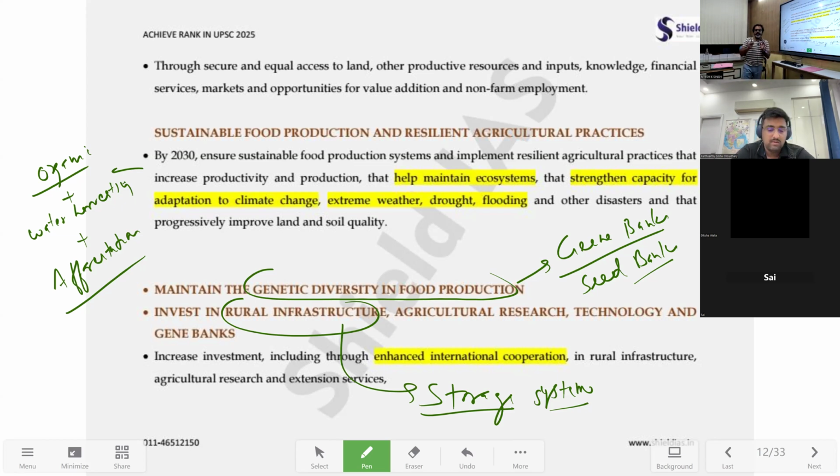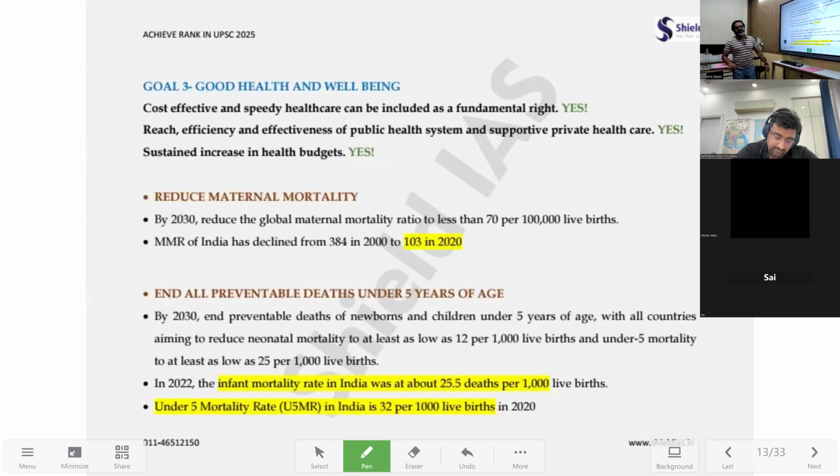So what is the second goal? Reducing hunger. No poverty, zero hunger. Now next, when the hunger is reducing and poverty is going down, definitely the health quotient will be improving. So good health and well-being. What is required here is cost-effective and speedy healthcare. Actually, this can also be included as a fundamental right. Now, as we converted the right to education into a fundamental right, even we can convert the right to health also as a fundamental right.